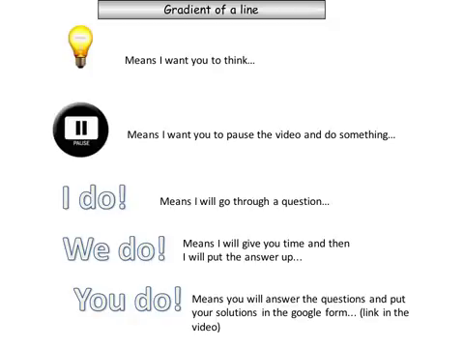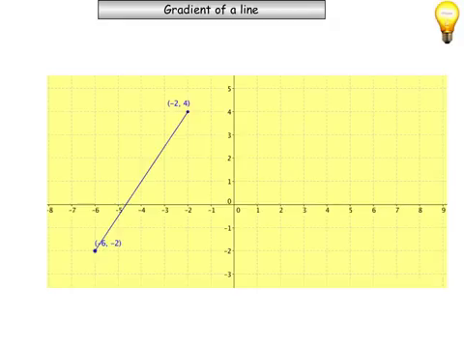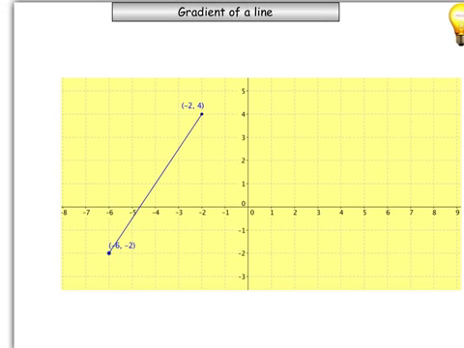This video will help you to find the gradient of a line from 2 points. Okay, so when we're talking about the gradient of a line, we're talking about how the line changes as the value of x changes. So we're looking at when x changes, so x is -6 here, and it changes until we get to -2. We want to see when the value of x changes, how does the value of y change?